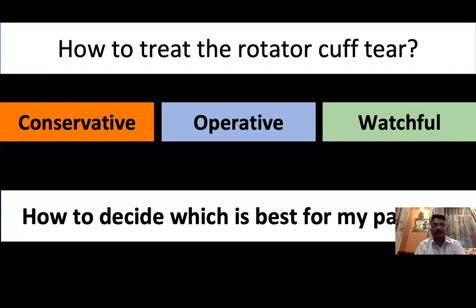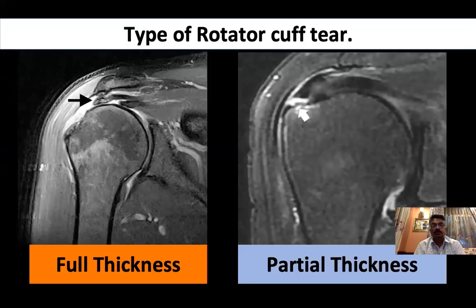So coming to the second part of my presentation, how to treat the rotator cuff. We all know that a rotator cuff can be treated conservatively. It can be treated operatively, and you can be watchful and follow the patient and decide based upon the follow-up progression of the tear. So how to decide which is best for my patient is the most important question for a clinician like us. So to know how to decide, we must understand that there are two types of rotator cuff tear. One is a full thickness and the other one is a partial thickness.